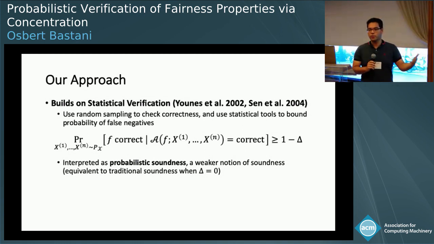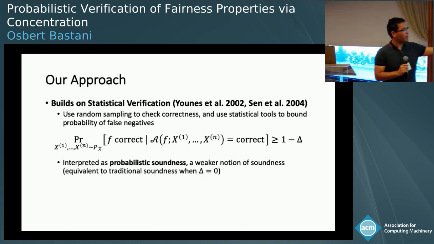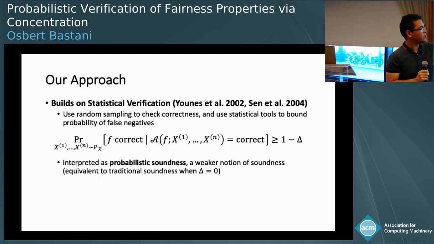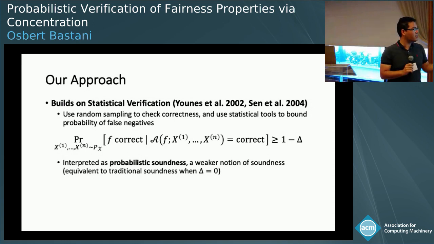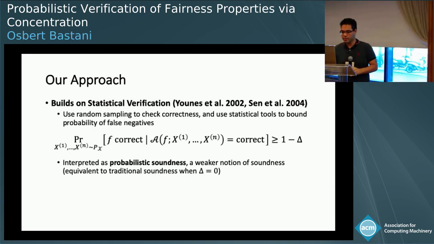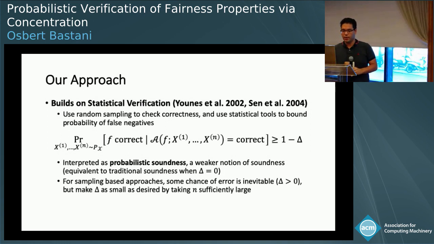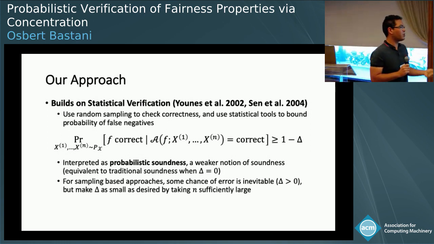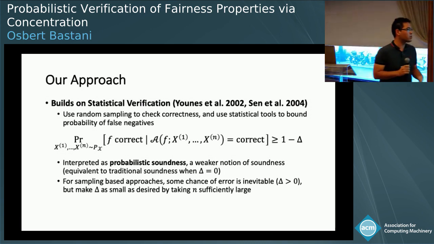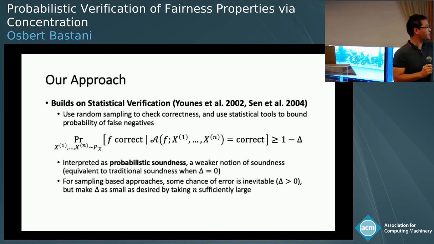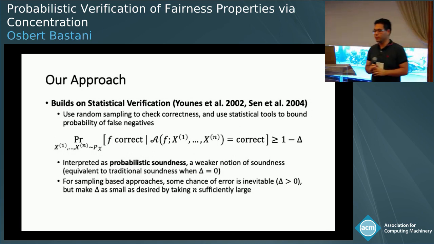So it's weaker than the traditional notion of soundness, unless you set delta equal to 0. If delta equals 0, then this basically says the traditional soundness property: if the algorithm says F is correct, then F is guaranteed to be correct. For sampling-based approaches, we can't actually get delta equals 0, so some error is always going to be inevitable. But we can make delta as small as desired by taking n, the number of samples, to be sufficiently large.